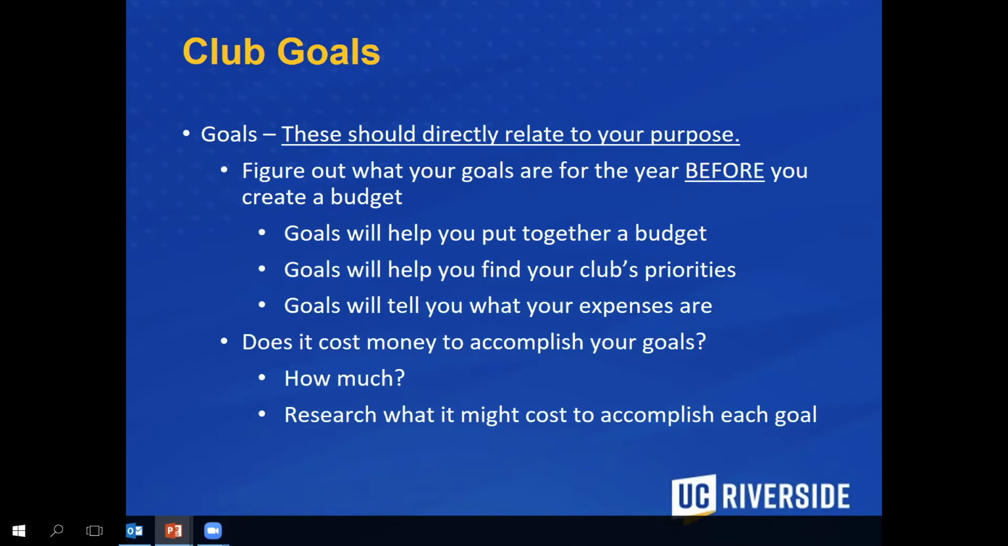You should really have your goals figured out before you start creating your budget. These goals will help you put your budget together. They will help you figure out what your priorities are as a club and what your expenses will be. Does it cost money to accomplish your goals? If it does, how much? We need to figure out how much money it will cost to accomplish each goal so that you can create your budget that fits the needs of your club.